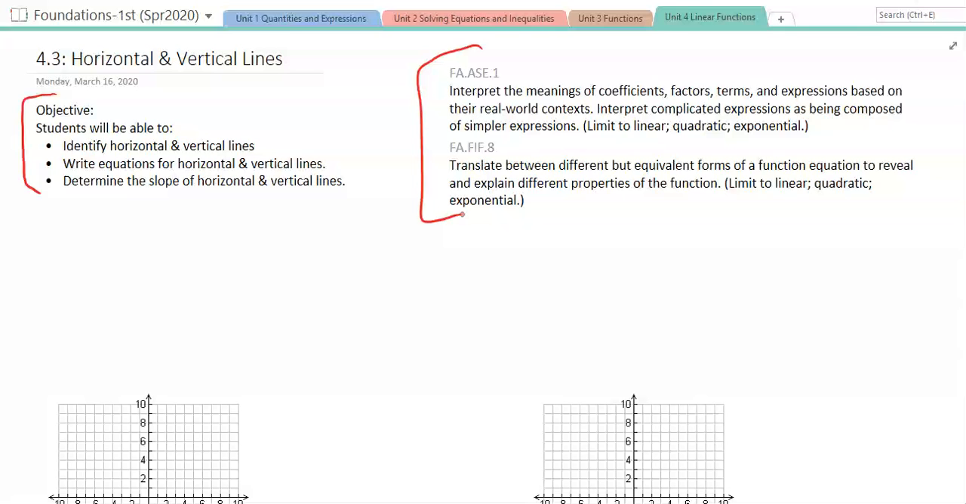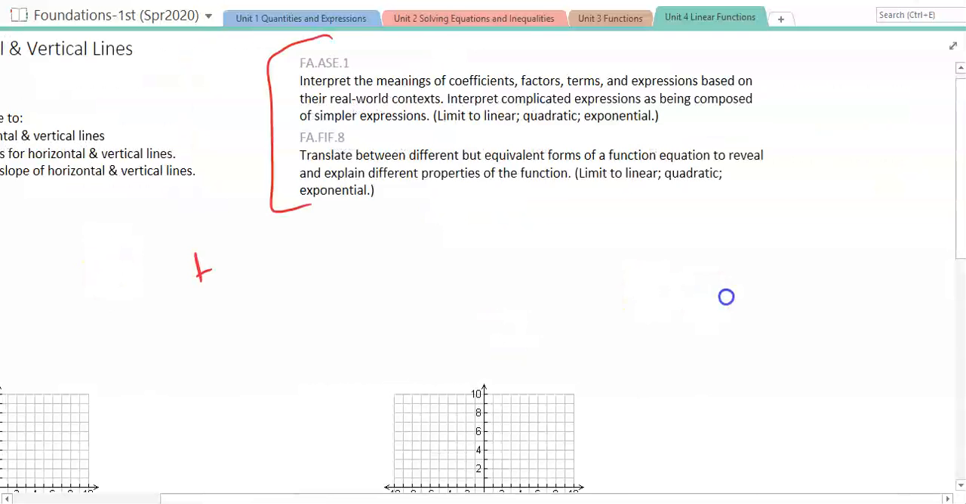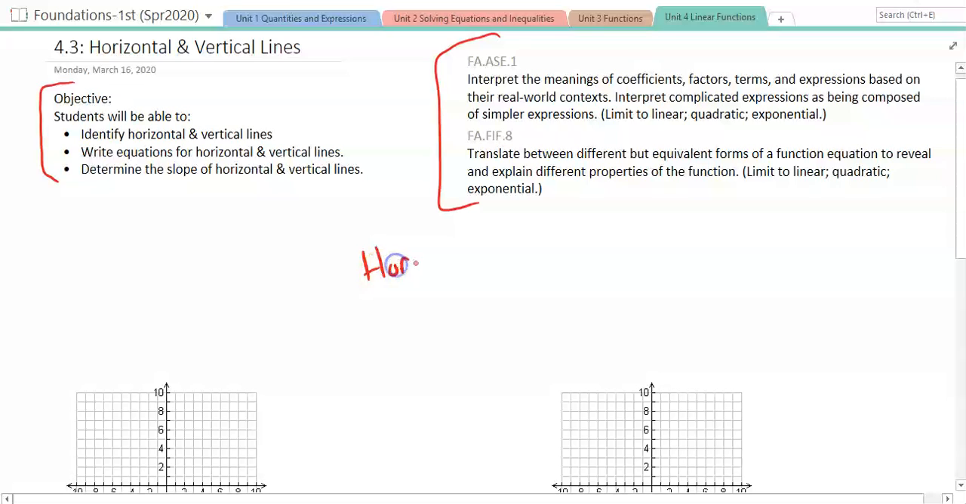And so remember that a horizontal line, let's not jump way over there. A horizontal line is a line that looks like this. It just goes from left to right, right? And then a vertical line is a line that goes up and down, right?